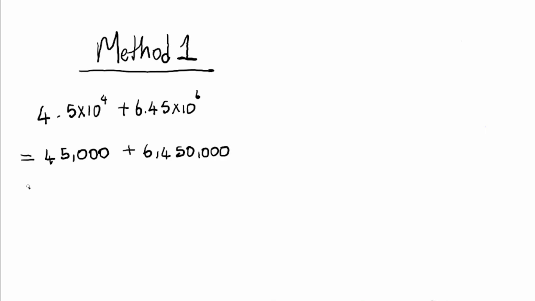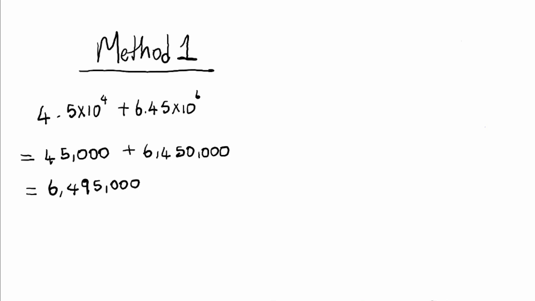Now, after we've converted, the next thing that we want to do is go ahead and add the numbers. So we're going to be adding 45,000 to the 6,450,000, and our answer would be 6,495,000.